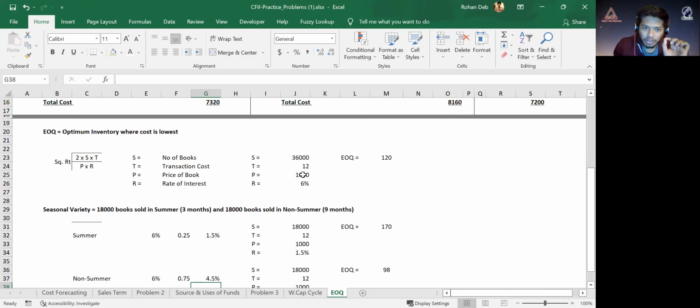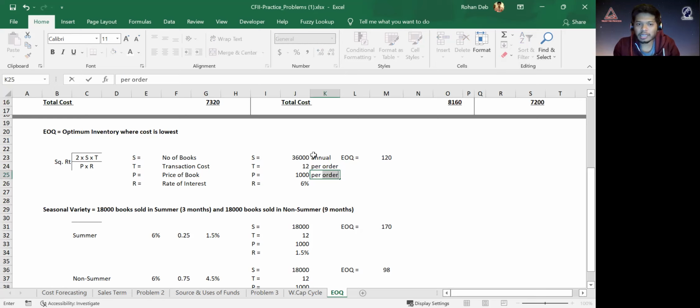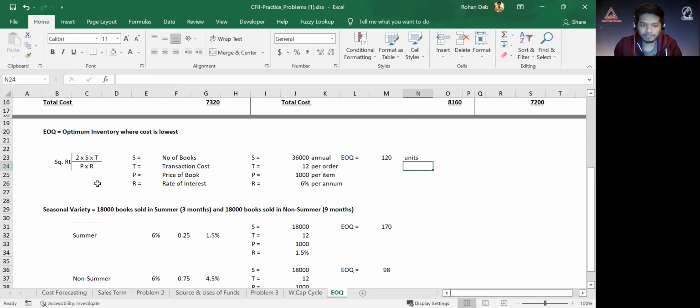Just try and figure out, S is always annual. T is per order. P is per item, and R is per annum. So if you figure out STPR, I think it's good to go. And this will always be in units. So this is the formula for EOQ. You can directly use this formula, the square root of 2 into S into T by P into R.